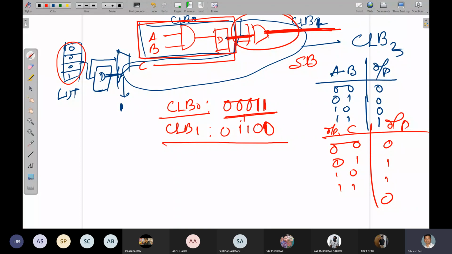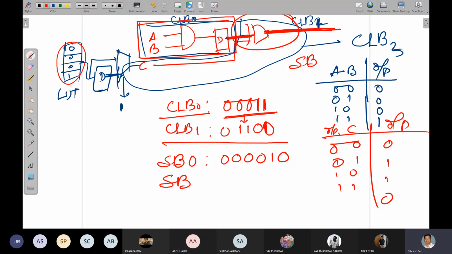Now to pass this output, I have switch box 0. Then what will the switch box configuration be? Because it will directly pass, 0 0 0 0 0 0 1 0 1 0. Is it clear? Clear.